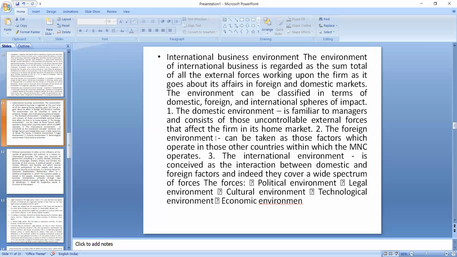Once again we discuss the international business environment in somewhat more detail. We discussed the entire thing in detail on the whole. We are in unit 1 at the last phase. After this, another 10 to 15 minutes we'll continue with unit 2. International business environment: the environment of international business is regarded as the total of all the external forces working upon the firm as it goes about its affairs in foreign and domestic markets.